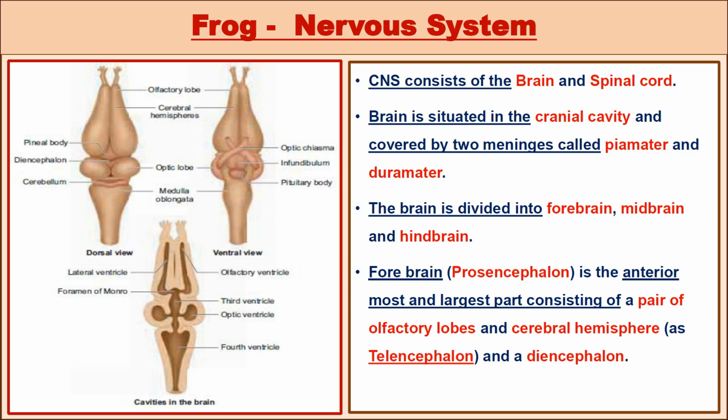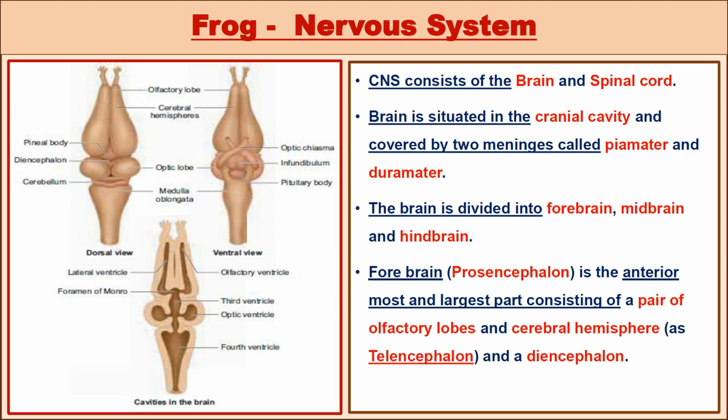The CNS consists of the brain and the spinal cord, and the brain is situated in the skull inside the cranial cavity, and it is covered by two membranes or meninges. They are called pia mater and dura mater. And the brain of the frog is divided into forebrain, midbrain and hindbrain. Forebrain is called prosencephalon, midbrain is called mesencephalon, and hindbrain is called rhombencephalon.